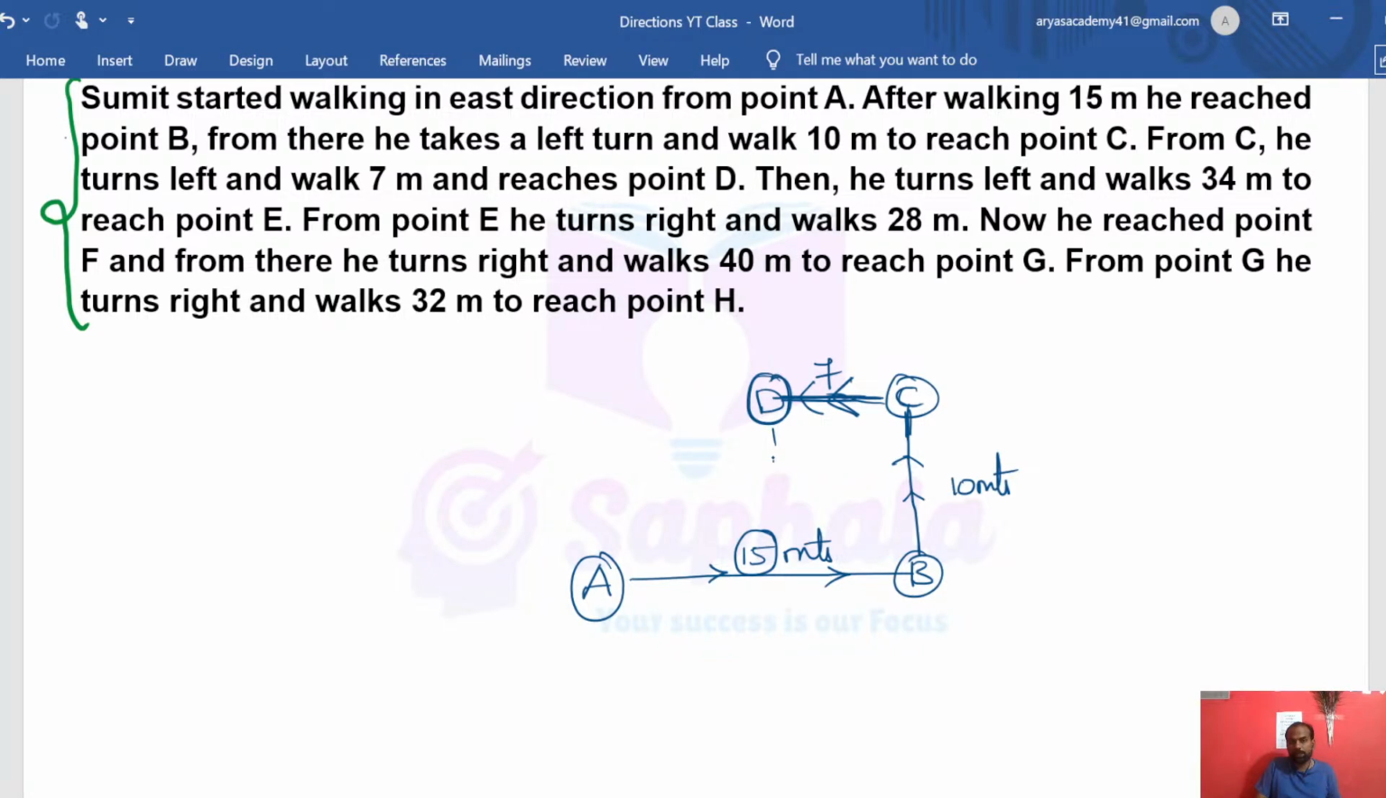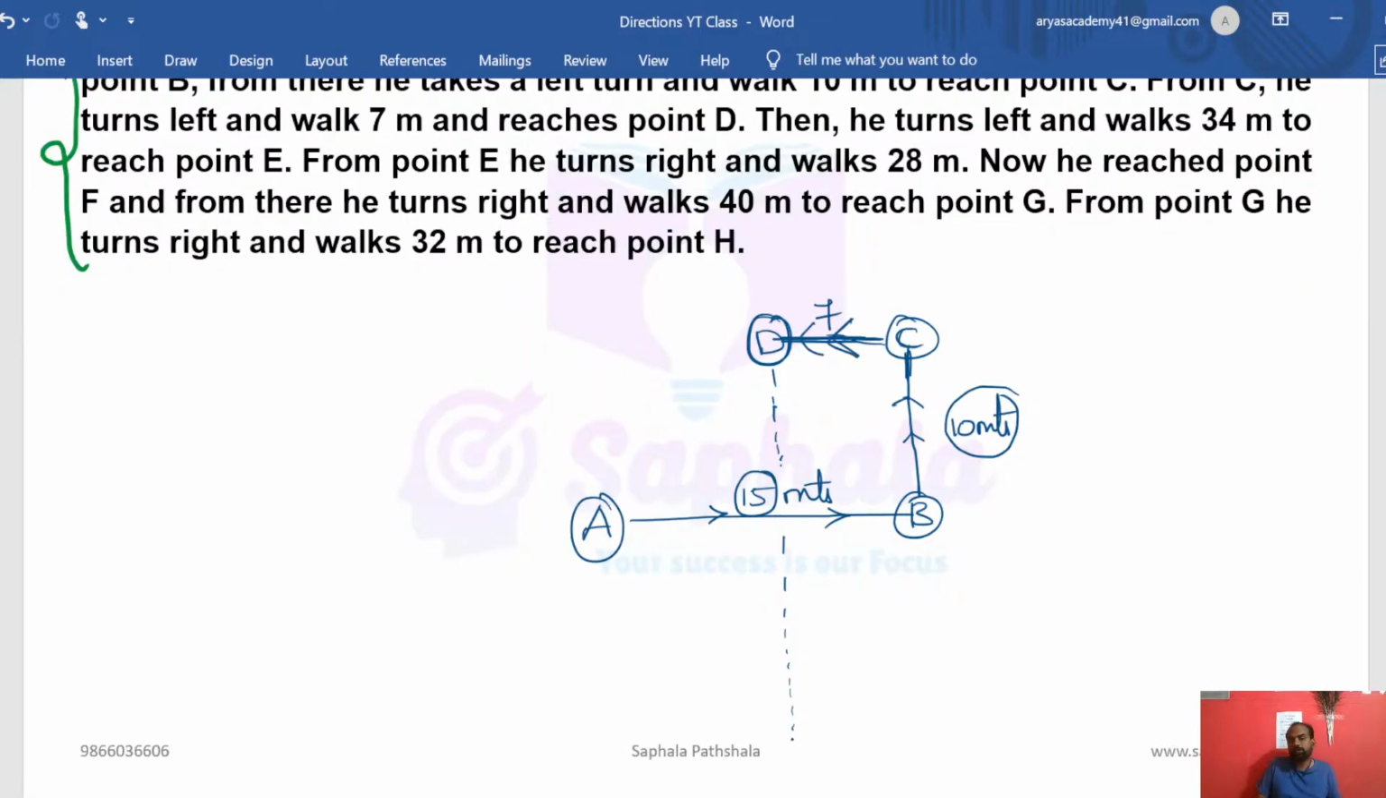34 meters. Already this is how much? 10. So to get 34, I have to add another 24 meters. And he reaches point E. He reached point E here.